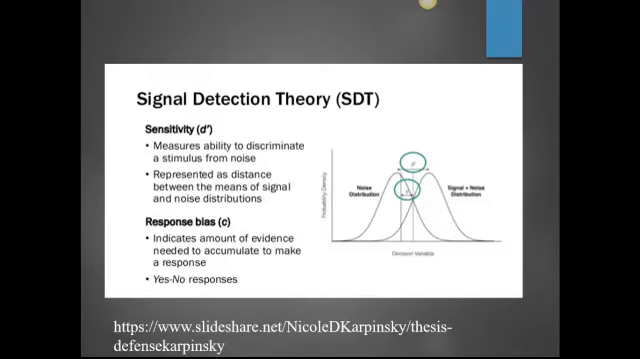So here you have the noise distribution and the signal to noise distribution, and you can see D prime or sensitivity there. And it measures the ability to discriminate a stimulus from a noise, and it's represented as the distance between the means of the signal and the noise distributions like we talked about. And then we have the response bias, which indicates the amount of evidence needed to accumulate and make a response in yes-no responses.